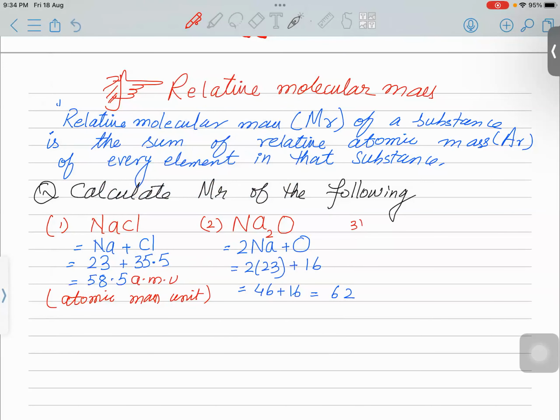Now I am giving you question. Do you have any question regarding MR? Sir, there can't be any relative atomic mass for NaCl, but there is relative molecular mass for NaCl, right? Yes, you can say that NaCl has relative molecular mass because NaCl is a molecule. So molecule has molecular mass.